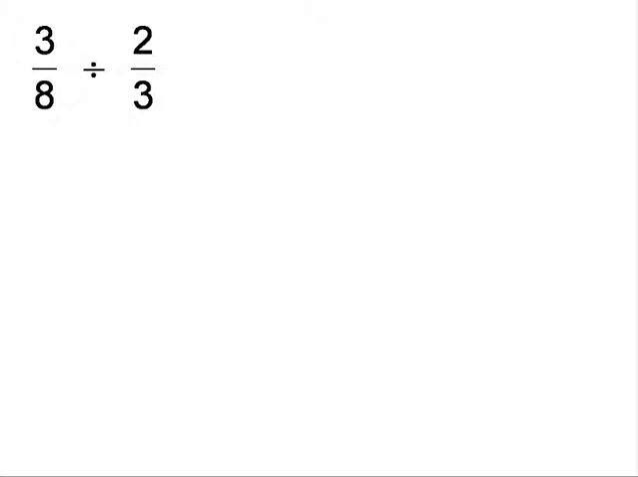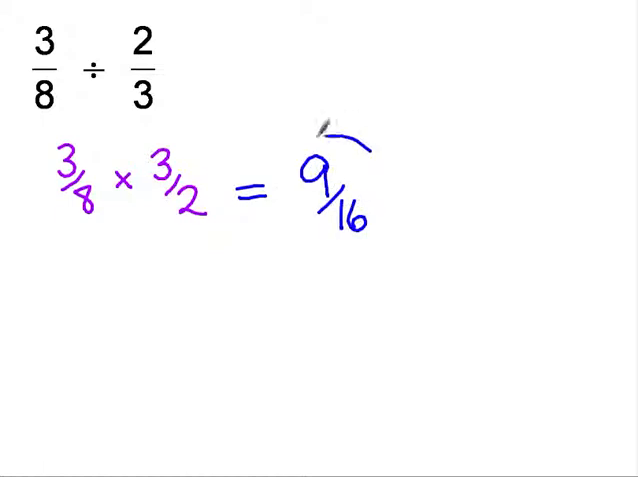Okay. Let's look at this next one. So I have 3/8 divided by 2/3. What really is this problem? 3/8 times 3 over 2. Very good. Notice I switch the sign and I switch the second fraction. When I multiply, what do I get? 9 over 16.